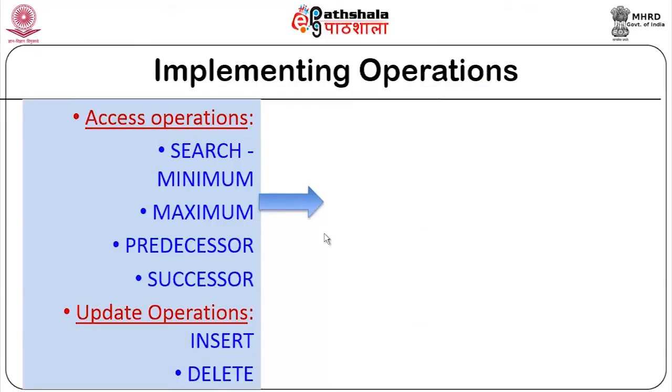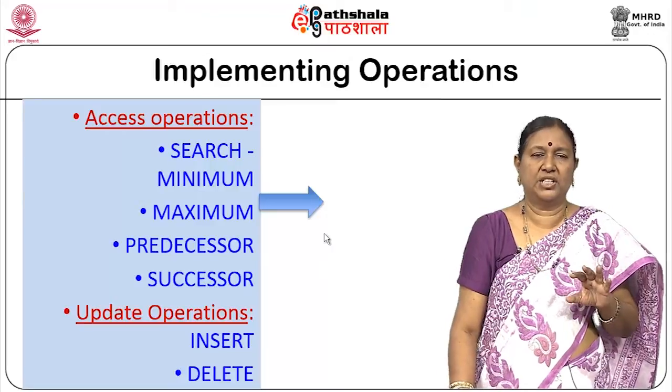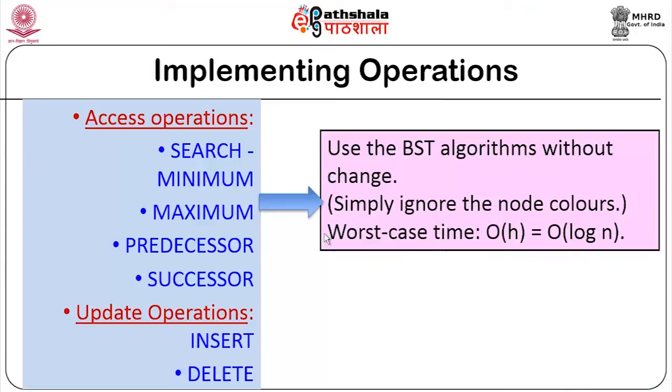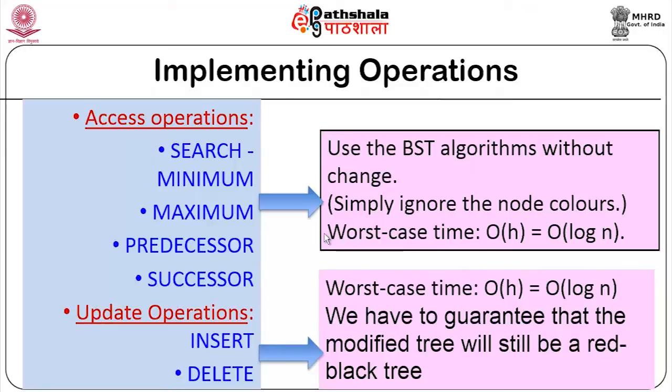Now, when we are implementing the operations, we have access operation and update operation. Use the BST algorithms without any change for all those operations, simply ignore the node colors. The worst case will be of the order of log n. So, that is what we do, and for insert and delete, the worst case height is of the order of log n. We have to guarantee that the modified tree will still be a red black tree. So, these properties have to be maintained in an update operation. Other operations where you do not do any insertion or deletion, nothing changes.